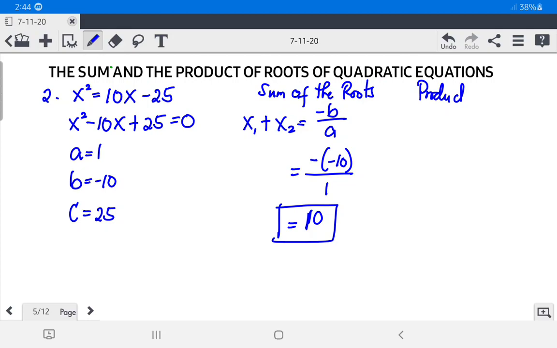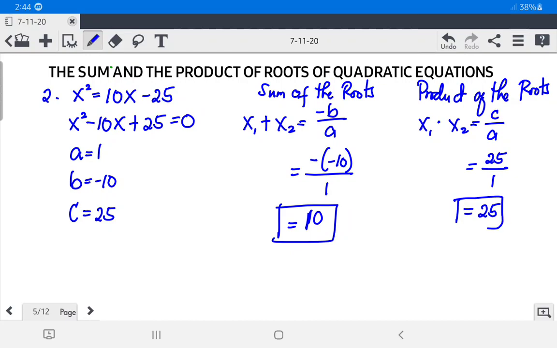Next, for the product of the roots, we have x of 1 times x of 2. That is c over a. So, we have c is 25. Then, a is 1. So, we have 25. So, the product of the roots is 25.